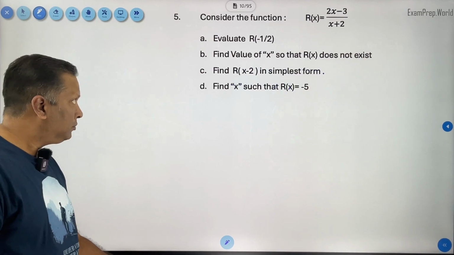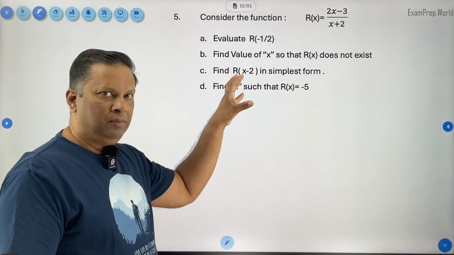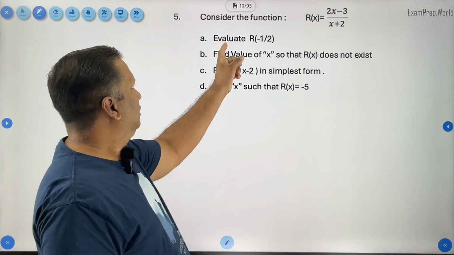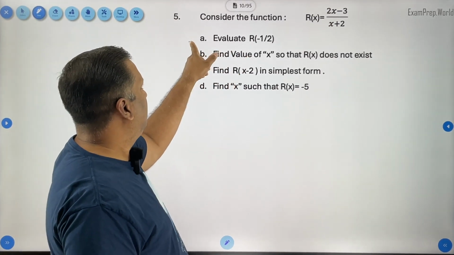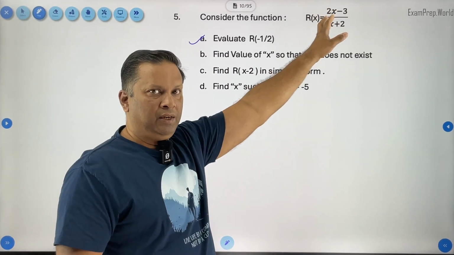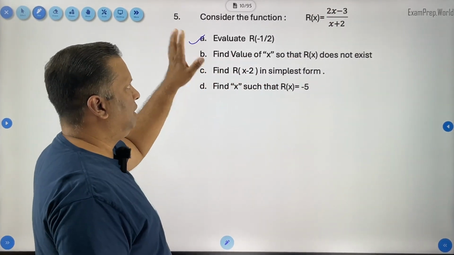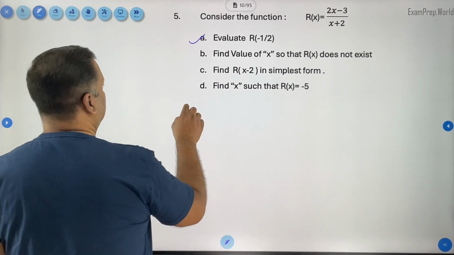Next one. I was telling, this kind of question can come in exam because this is reverse. See, first thing is the basic thing which we are doing till now. You just have to put input minus half wherever x is there and get the value, right? Let's do that and then we'll come to B. So first let's do A over here.